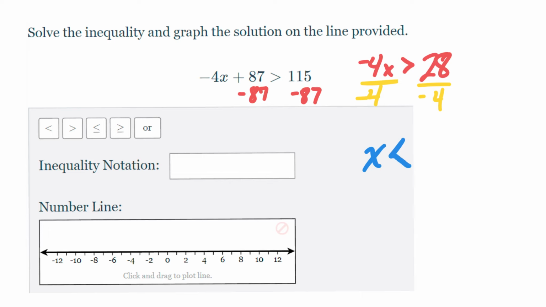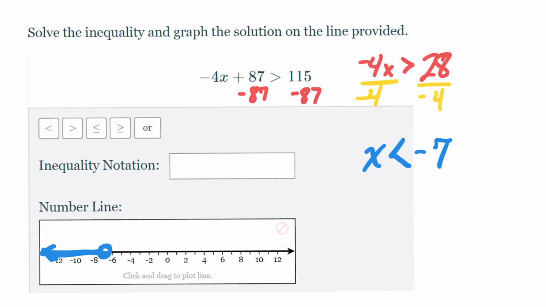So 28 divided by negative 4, of course, is going to change the sign to negative, and it will be negative 7. So on the number line, this is going to be negative 7. And since it is not an equal sign, we will have an open circle, and since the number is less than negative 7, we will shade all values less than negative 7. And then we highlight the arrow there as well.